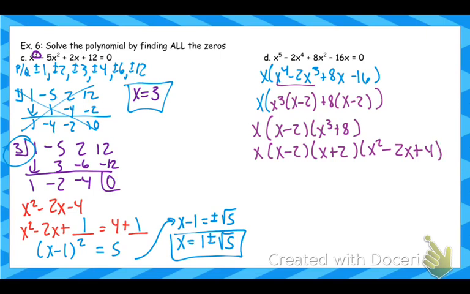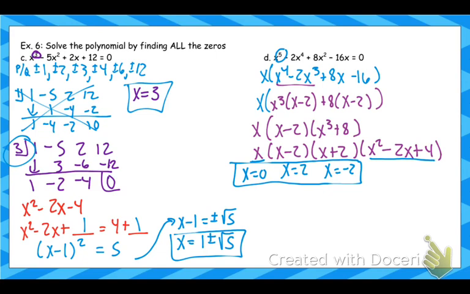All right, now let's go and find our zeros. So one of those is x equals 0. X equals 2. X equals negative 2. So I already have 3 of my answers. Because the original was a 5th degree, I'm going to have 5 answers. Well, let's go ahead and use a different quadratic method to get my 2 remaining answers that go with this.